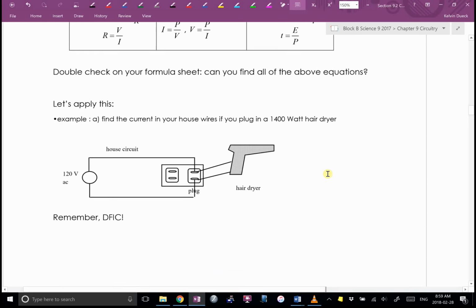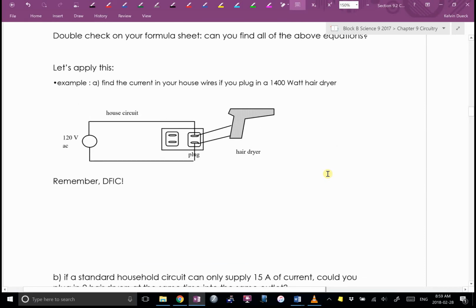All right, let's apply this. Example A, I like this question. I'm going to ask you questions to figure out how your household wiring works and how much power you're using. Find the current in your house wires if you plug in a 1400 watt hair dryer. So here is a picture of a circuit. We have a voltage source. How big is our voltage source?